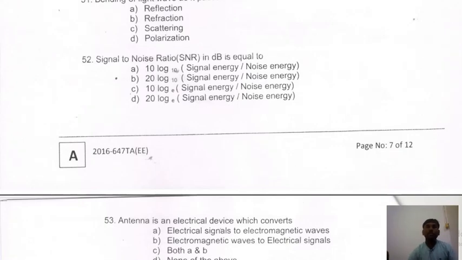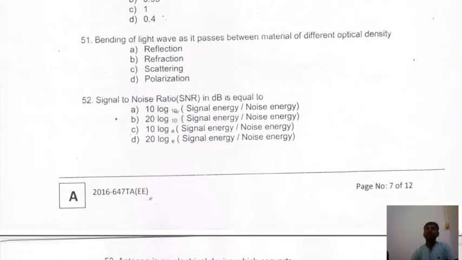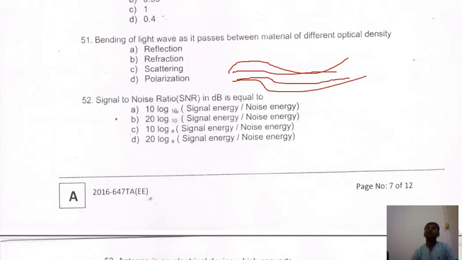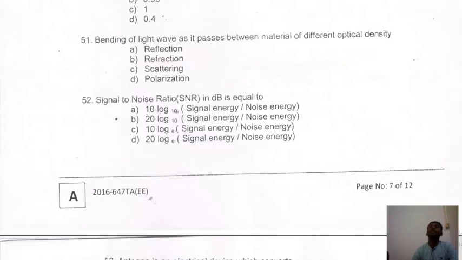Now let's come to question number 51. The question is telling about the bending of a light wave as it passes between materials of different optical density. The question is from fiber optics. In a fiber, the cladding is there, in between the core is there, and light is going with total internal reflection, as you know. The bending of light between two media, one thick and one thin, is due to this density difference. This is due to refraction. So due to refraction, the bending of light happens in different optical densities.